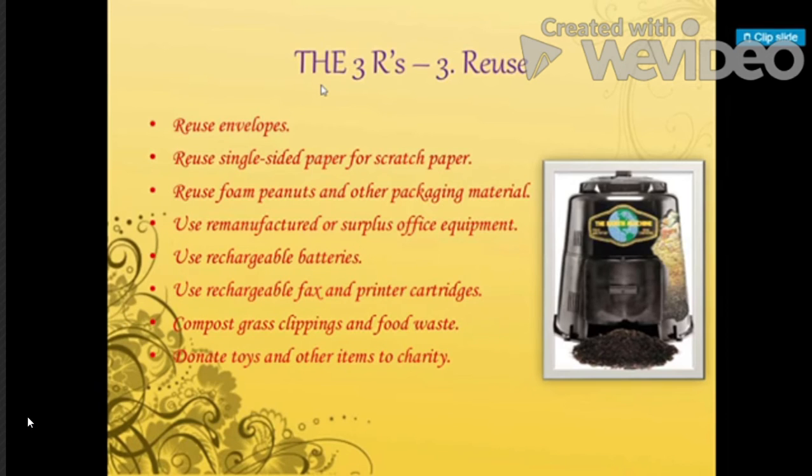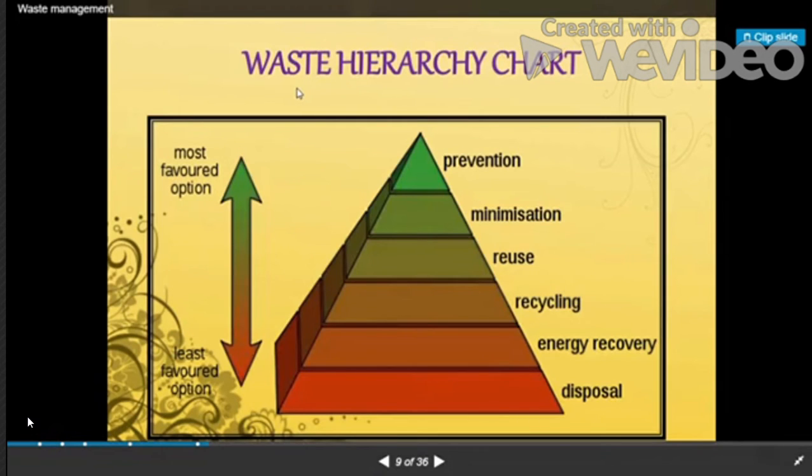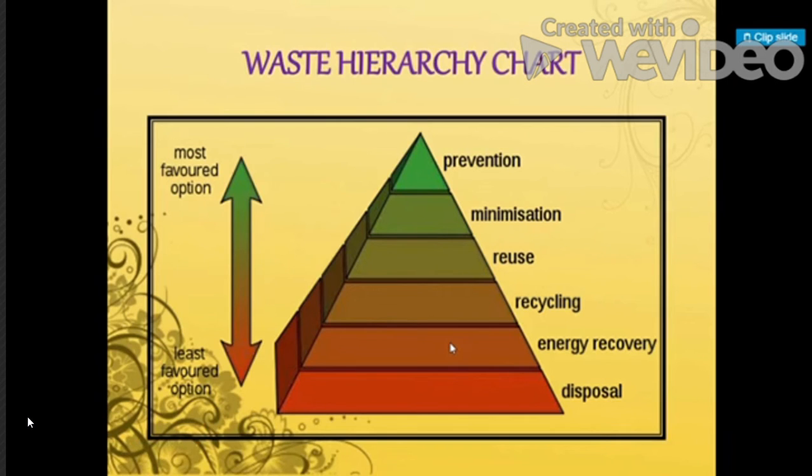So not only did you save the environment, but you also let other people enjoy and be happy with your toys. This is the waste hierarchy chart, from the most favorable option to the least favorable option. As we can see here, as much as possible, we should prevent disposal or minimize, reuse the things, recycle, recover energy, and the least favorable, the last option, is disposal.